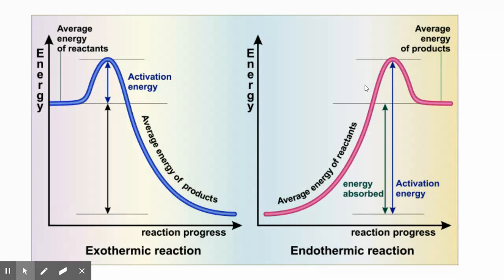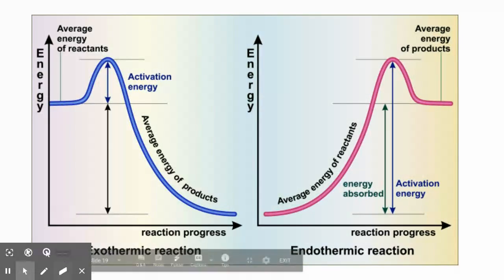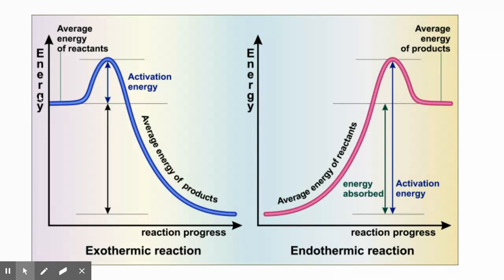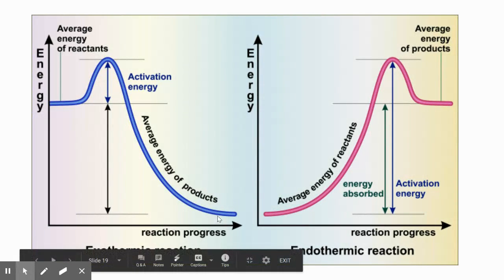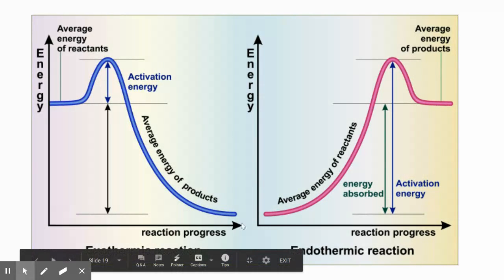Exothermic reactions release energy when they occur, so they can keep going without any added energy. Both of these things require activation energy, and it's hard to see here, but they actually have about the same amount of activation energy. A couple of things also happen in an exothermic reaction. The average energy of the reactants is higher than that of the products. The reverse is true for an endothermic reaction, so the energy of the products is higher than that of the reactants.